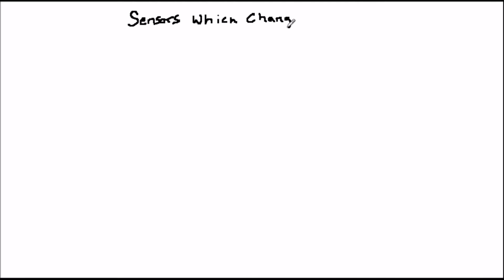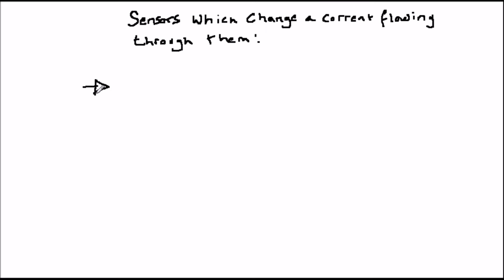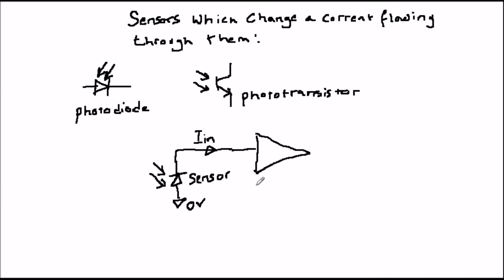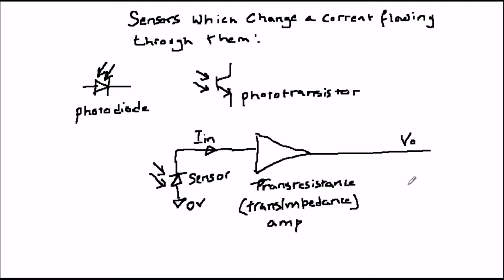Now let's consider sensors which respond to a change of measurand by changing the current flowing through them. Good examples of these are photodiodes and phototransistors, both of which measure light. Phototransistors are sensitive, but photodiodes are fast. And in fact, photodiodes are used as a basis of fiber optic communication systems. For ease of processing in a circuit, the change of current in a sensor is changed into a change of voltage by a circuit called a transimpedance or transresistance amplifier. We'll see how to make such circuits later.